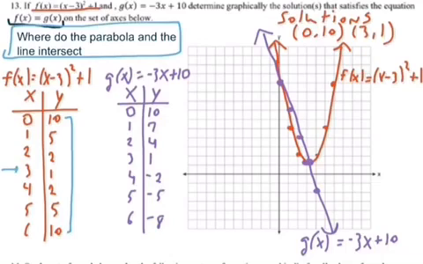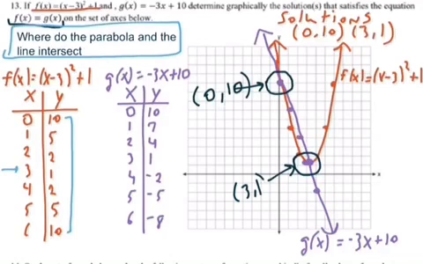When you graph the parabola and the line, make sure you have arrows on the end of both and make sure that both of them are labeled. Your solutions will be where both the parabola and the line intersect. In this case, the intersection is at (0, 10) and at (3, 1).